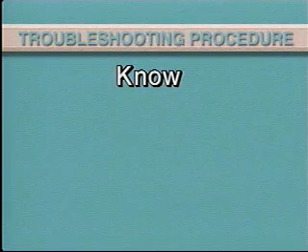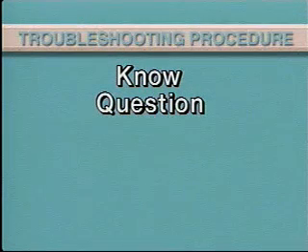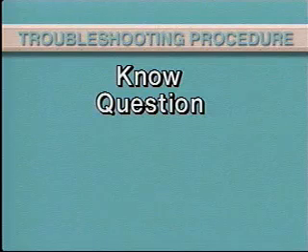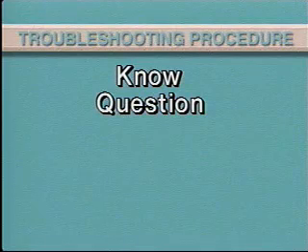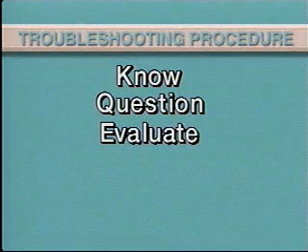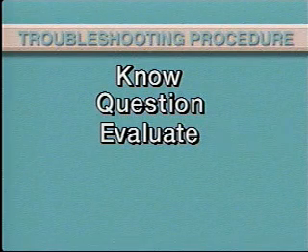A typical troubleshooting procedure can be broken down into a series of steps that you can follow. First, you need to know or understand how the controller normally operates. The second step is to question or investigate how the controller was actually operating during the malfunction. After you investigate, you need to evaluate or attempt to define the problem by comparing the controller's normal operation with how it's operating during the malfunction.